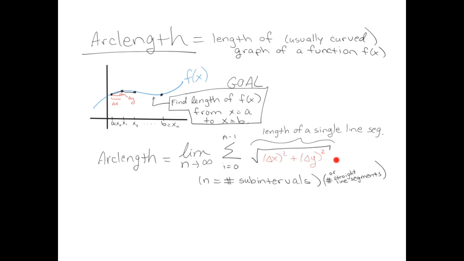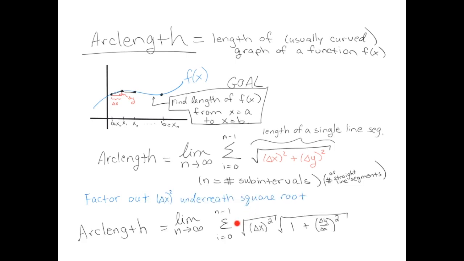In order for one of these summations to actually be an integral, we need a delta x on the end here. But according to our formula, there is no extra delta x on the outside. So here's what we're going to do. We're going to factor out change in x squared underneath the square root sign. Here's what that gives us. After the change in x squared gets factored out, we're left with a 1 for the first term and change in y over change in x squared for the second term. Now, the square root and the square can cancel, and we've got our desired result.